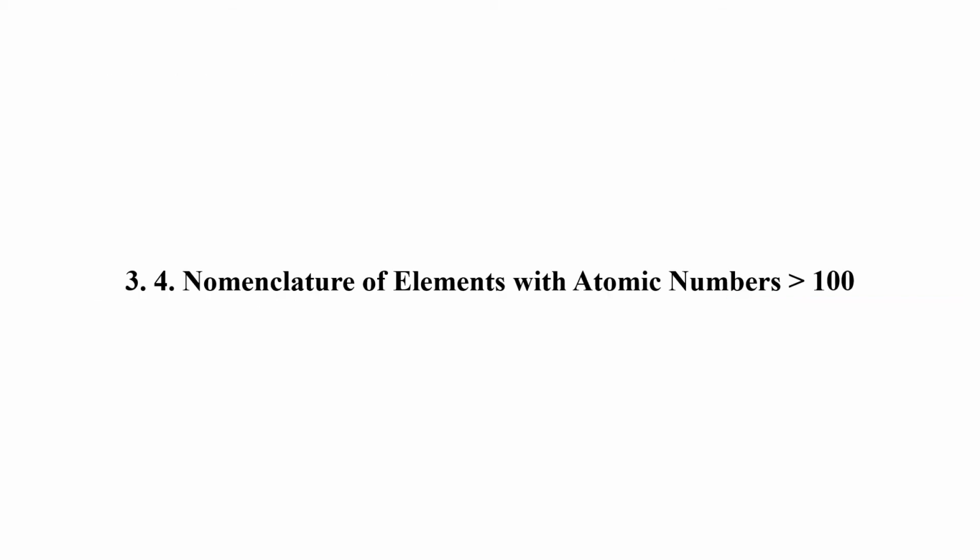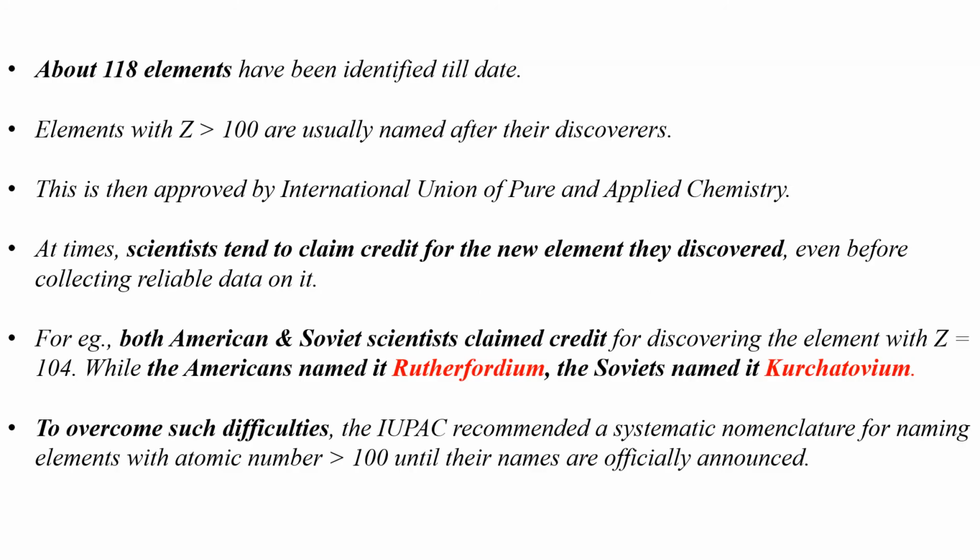With this introduction on periodic table, let me now explain how elements with atomic number above 100 are named. About 118 elements have been identified till date. Although names and symbols to many of these elements have been assigned, these are still not universally accepted. Usually, elements with atomic number greater than 100 are named by their discoverers. The names suggested by the discoverers are then approved by the International Union of Pure and Applied Chemistry.